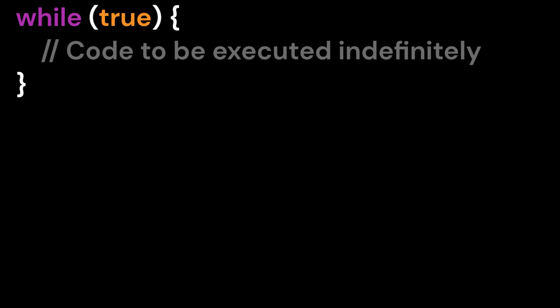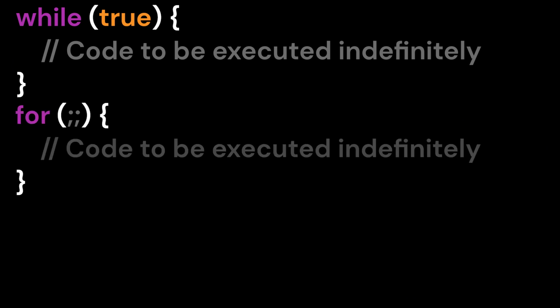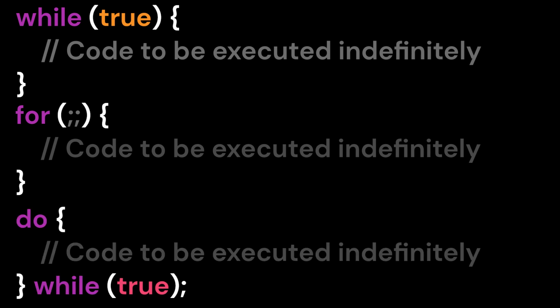1. Using while loop. 2. Using for loop with a constant condition. 3. Using do-while loop. In each of these examples, the loop condition is set to a value that always evaluates to true, a Boolean literal or a constant expression that always evaluates to true, causing the loop to continue indefinitely.